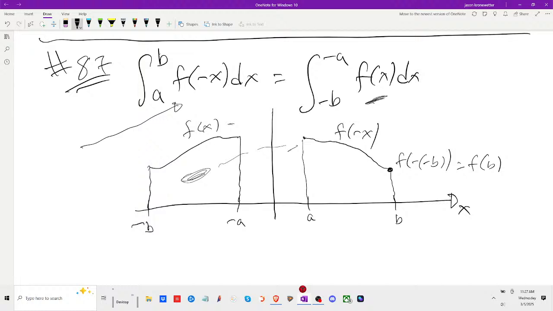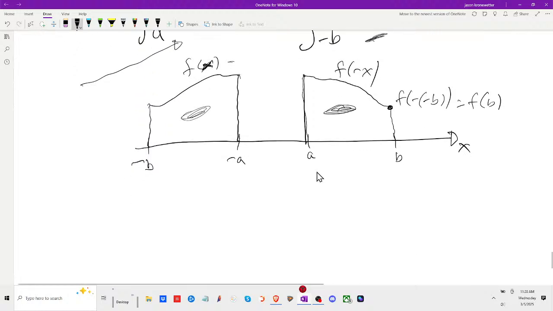So f of x is over here, and it operates on the negative b to negative a interval. And then when you multiply those x values by a negative number, they just become positive, and you get this little picture here. I'll clean it up a little bit. So that's the picture.